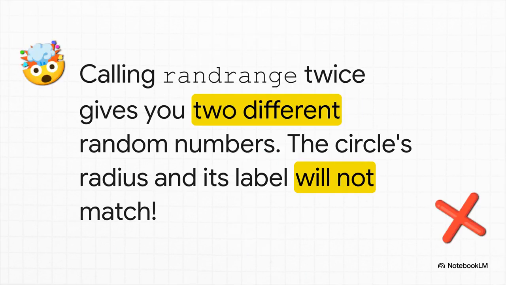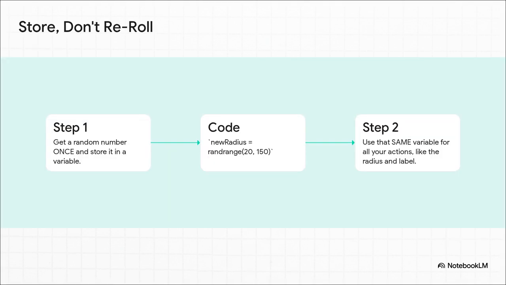And the answer is they absolutely will not. This is such a classic mistake. You've got to remember, every single time you call randrange, it's like rolling the dice again. It generates a brand new, totally separate random number. So your circle gets one random size, and your label shows a completely different random number. Your program's broken. The solution, thankfully, is so simple.